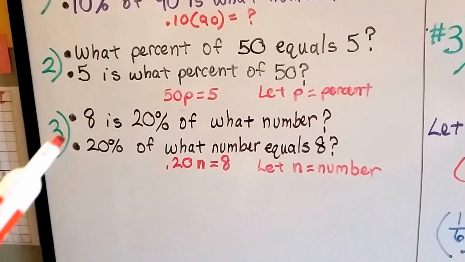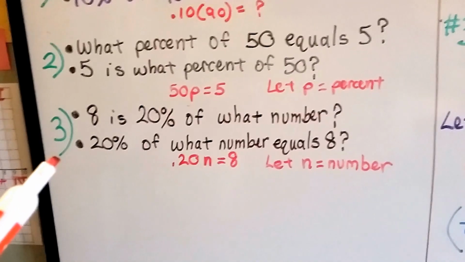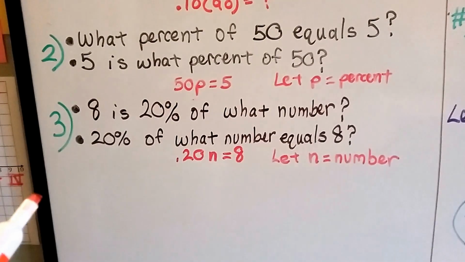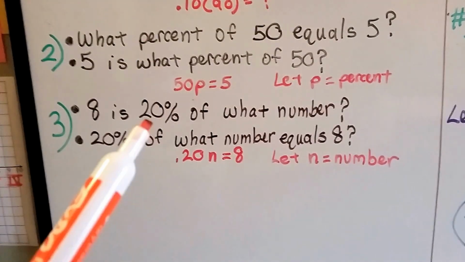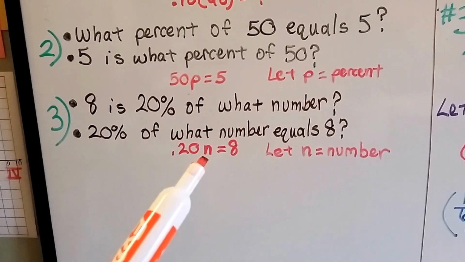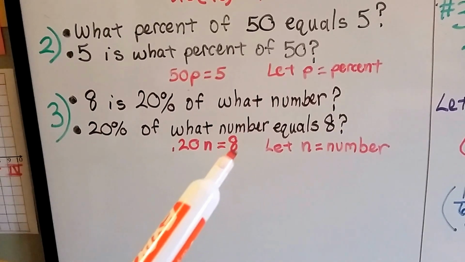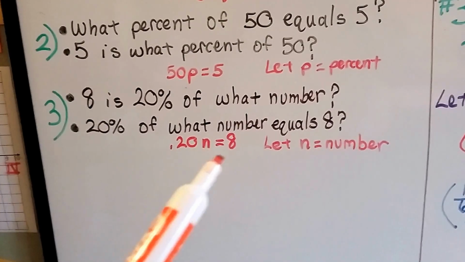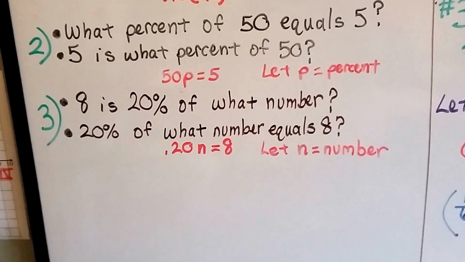And this third one, 8 is 20% of what number? 20% of what number equals 8? That's the same question. It's just worded differently. We would solve it by turning this into a decimal of 0.20, letting n equal the unknown number, and that is going to be 8. And when we multiply the 0.20 times n, we'll get the 8. See? So let's see what we've got here.